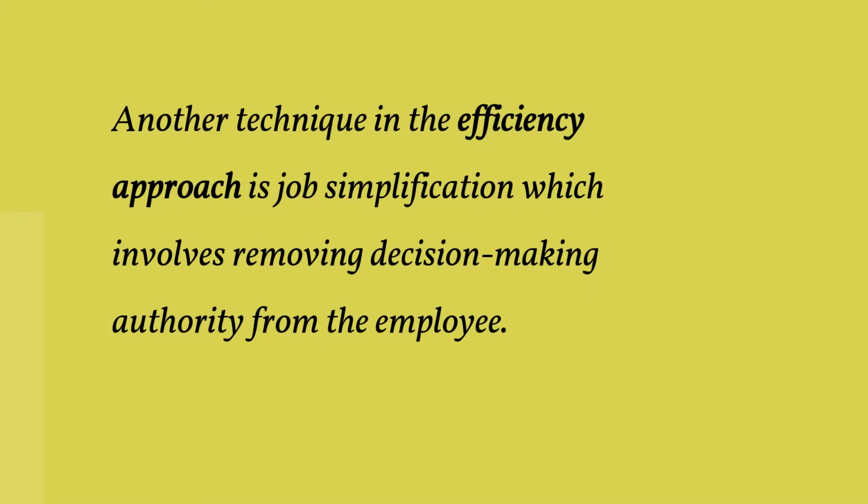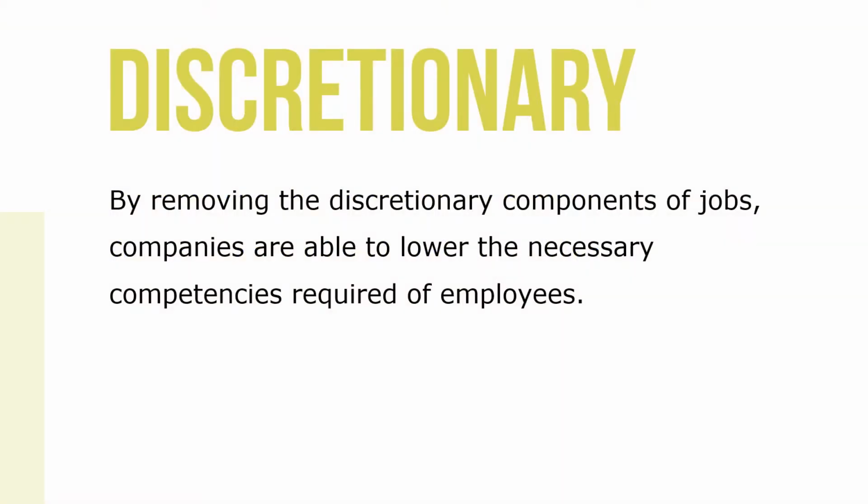Another technique in the efficiency approach is job simplification, which involves removing decision-making authority from the employee and placing it with the supervisor. By removing the discretionary components of jobs, companies are able to lower the necessary competencies required of employees. One benefit is that this opens up a wider pool of job applicants, and jobs can be staffed faster. Job simplification also reduces the amount of time that employees might spend thinking instead of doing their jobs. Employee training can be more focused and, as a result, more cost-effective.